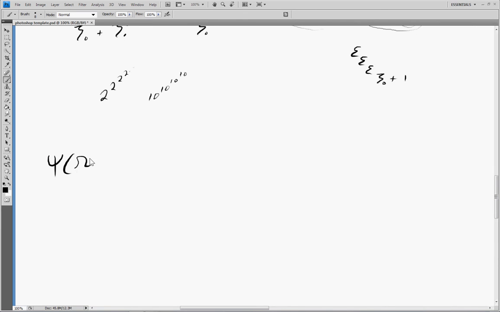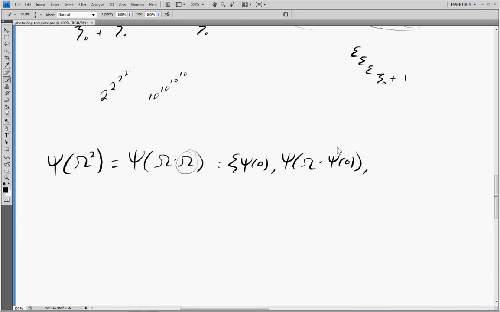Let's try eta naught, which is psi of capital omega squared. Let's break this apart into psi of capital omega times capital omega. And once again, we're going to start the fundamental sequence at psi of 0. For the next element, we're going to replace this guy here with the first element of the fundamental sequence. So we're going to get psi of capital omega times psi of 0. For the third element, we're going to get psi of capital omega times this guy right here. So replace this with the second element of the fundamental sequence. So we get psi of capital omega times psi of capital omega times psi of 0.